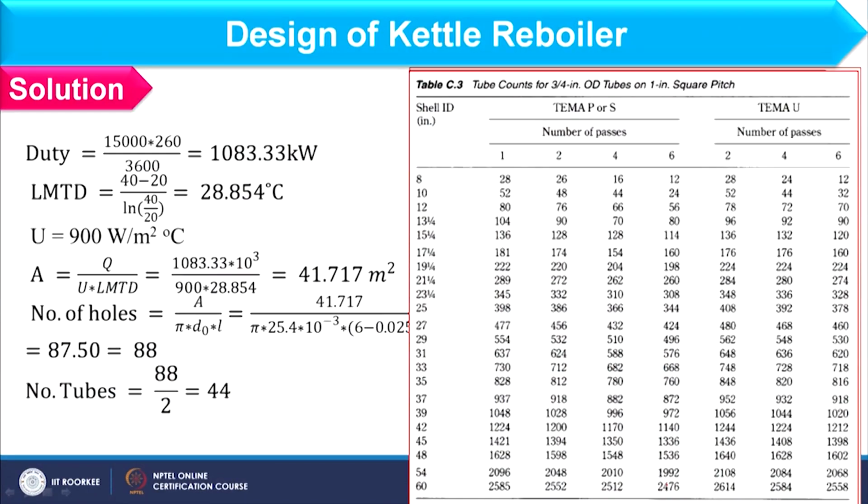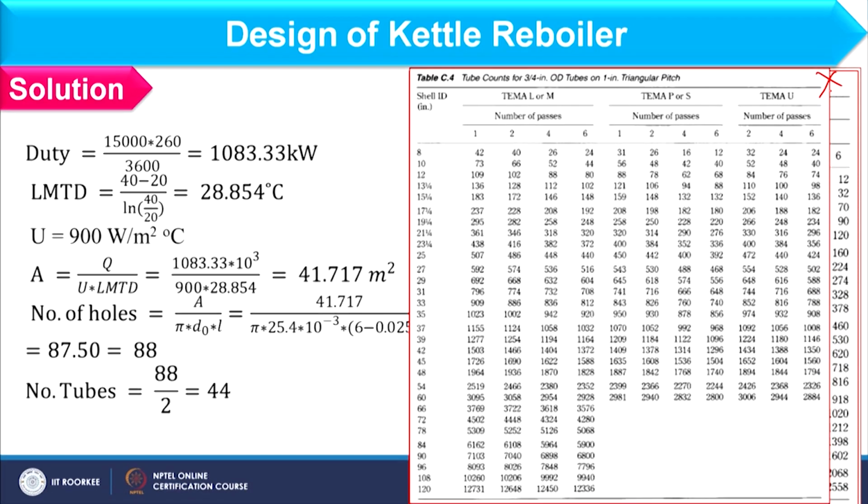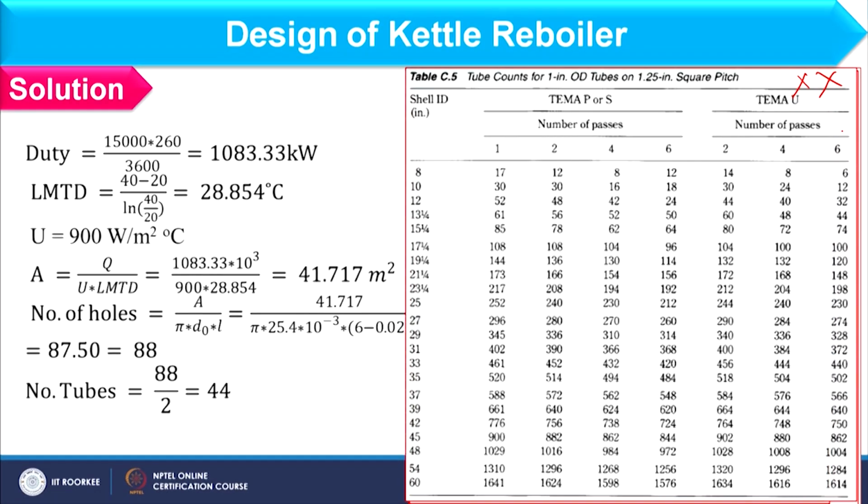So, here this also will not work for me. I will focus on table C4, which is for 3/4 inch OD and 1 inch square pitch. Obviously, this will also not work for me, and further we have table C5 where OD is 1 inch and 1.25 inch square pitch is given. So, as per the specification, this table is suitable for me.